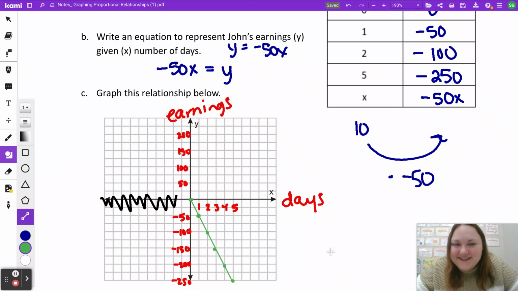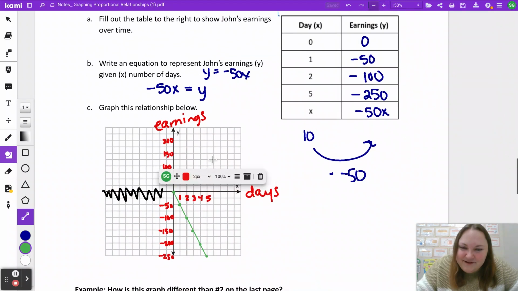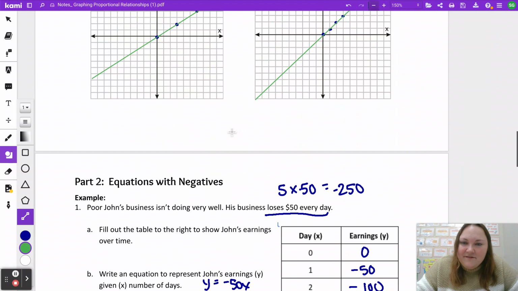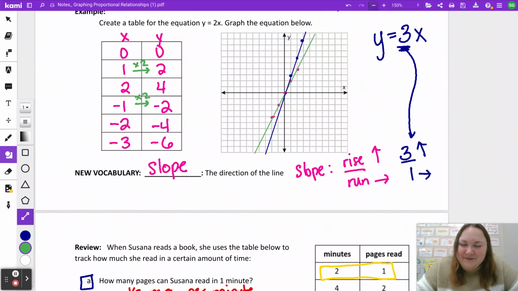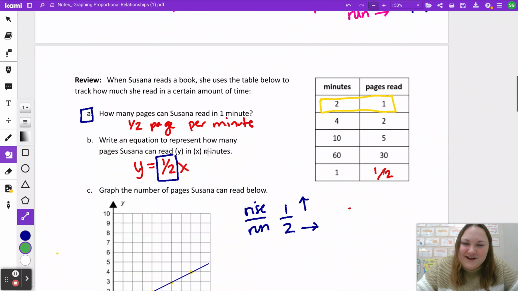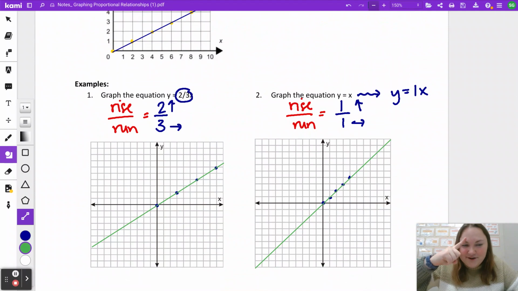Much better. So the big difference here, I'm going to zoom back out a little bit. How is this graph different from all of our other graphs? Well, look at all the other graphs we've been doing. We changed the type of slope. So slope is direction. Look at the direction of all of these lines. Do you notice anything? All of these lines are going up. If I look at them going from left to right, the line goes up.